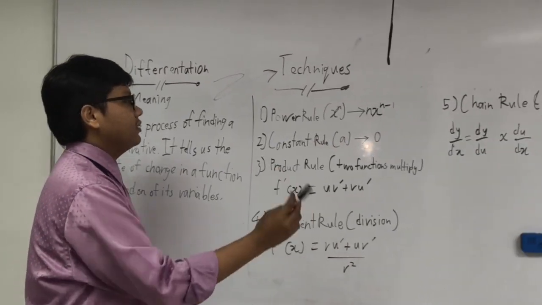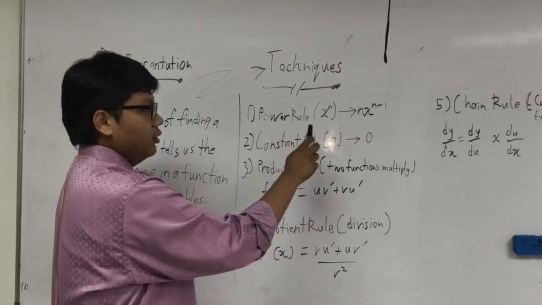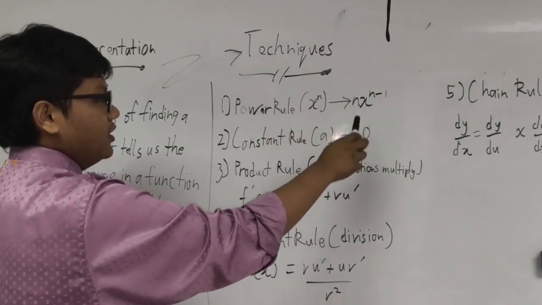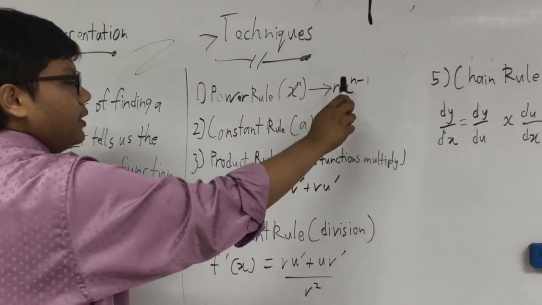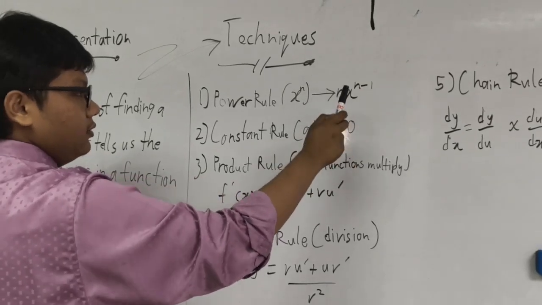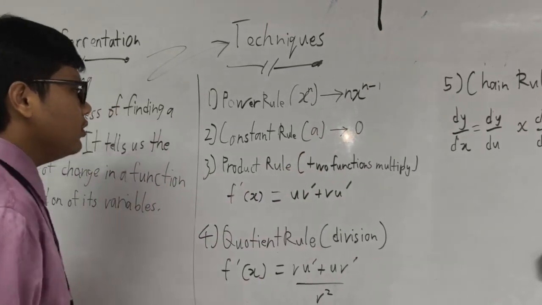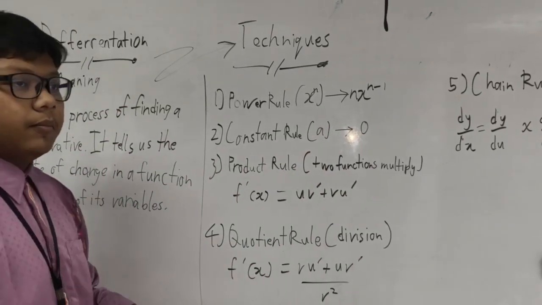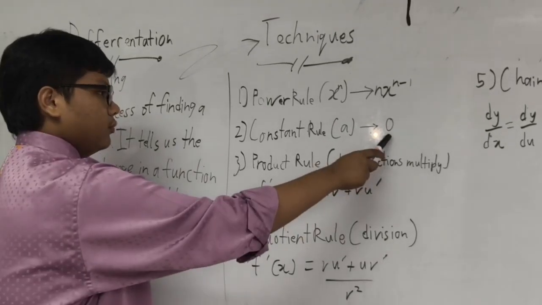So here are the techniques. The first one is the power rule. We have x to the n, we differentiate it, the n minus 1 and then bring the n to the front of x. So the second rule is the constant rule. So any number you differentiate, you get 0.